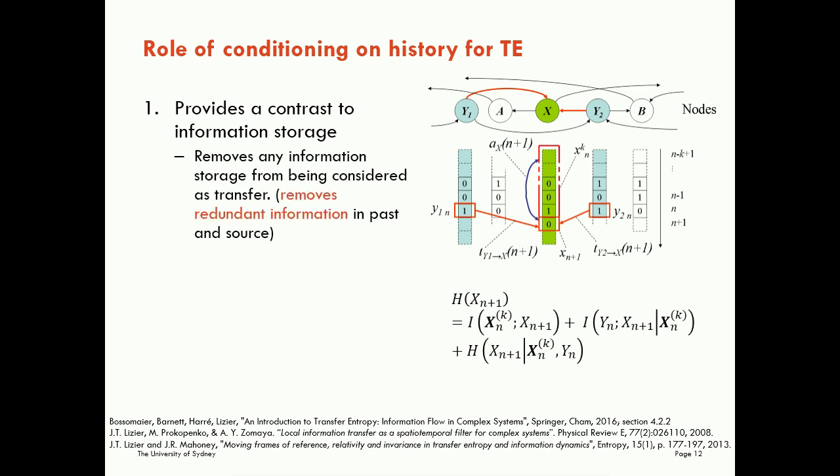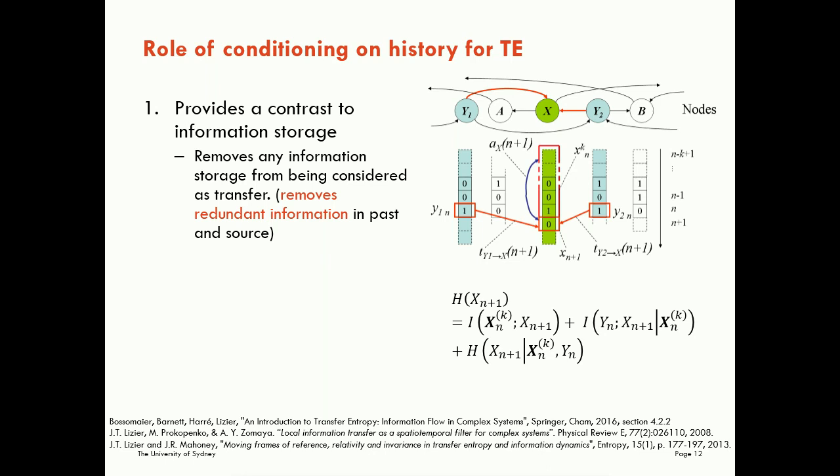First, that contrast removes any information storage from being considered as transfer. That conditioning on the past of the target is specifically conditioning on the information source that we looked at as the source of our storage. So what this conditioning is doing is removing any information that's held redundantly between the past of the target and the source from being considered as information transfer here.